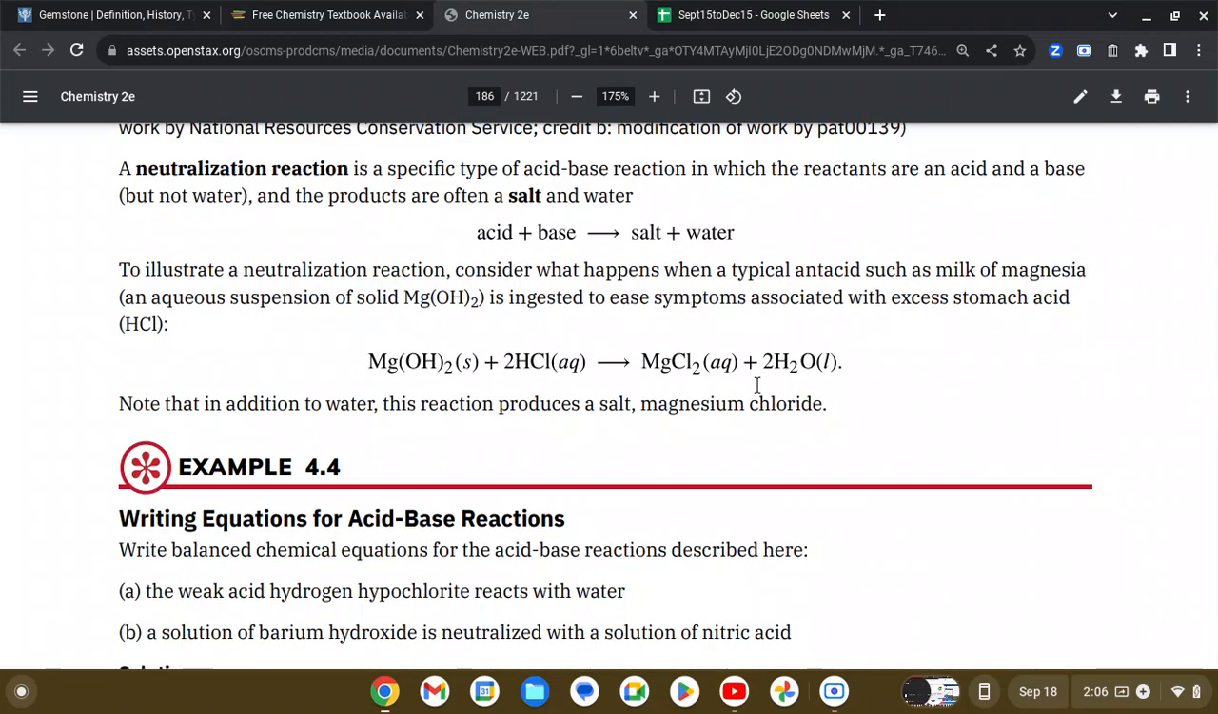A neutralization reaction is a specific type of acid-base reaction in which the reactants are an acid and a base, but not water, and the products are often a salt and water. To illustrate a neutralization reaction, consider what happens when a typical antacid, such as milk of magnesia, is ingested to ease symptoms associated with excess stomach acid. There it is. Note that in addition to water, this reaction produces a salt, magnesium chloride.